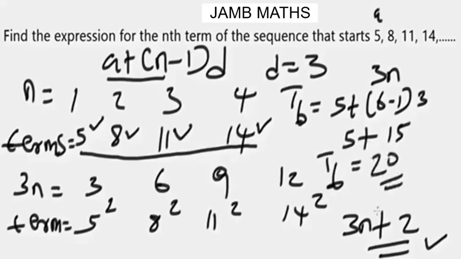Now let's verify using the expression for the nth term. When you plug in 6 for n, 3 times 6 will give us 18. 18 plus 2 will give us 20. Alright, so this is correct. This is how you can deal with this kind of problem.